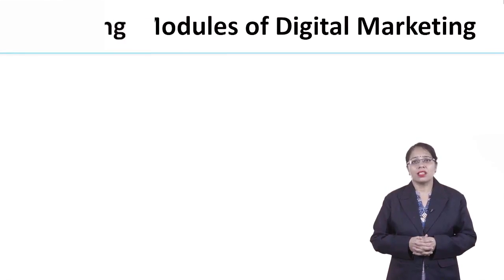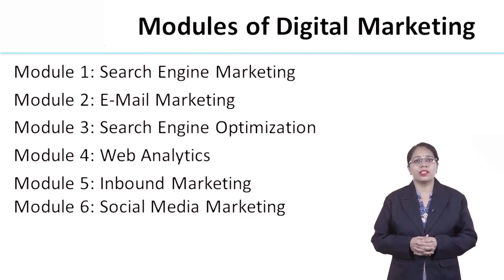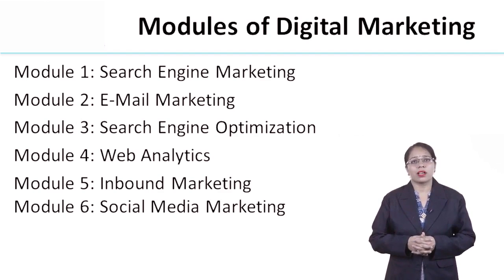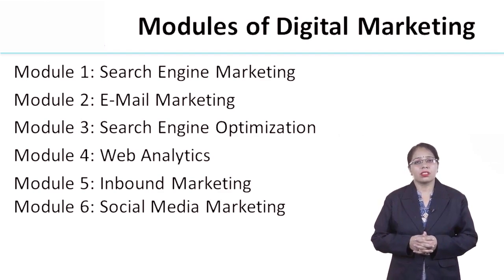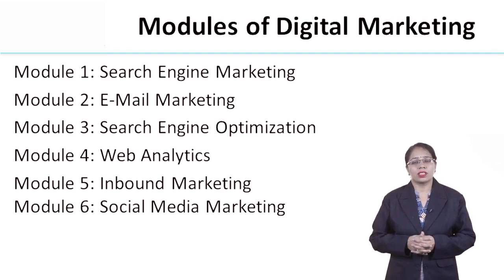So basically, there are 6 modules in digital marketing. Module 1 is search engine marketing, 2 is email marketing, 3rd is search engine optimization, 4th is web analytics, 5th is inbound marketing, and 6th is digital marketing as a whole.